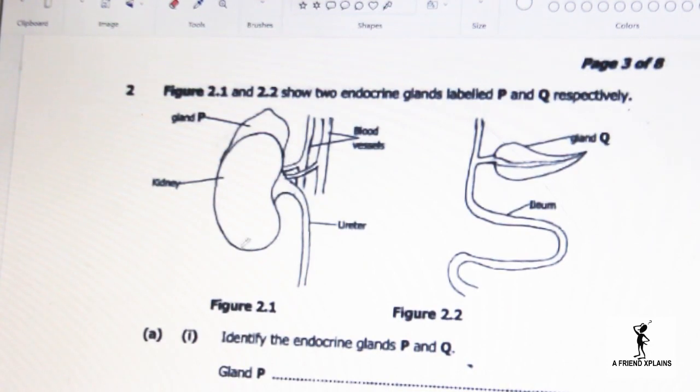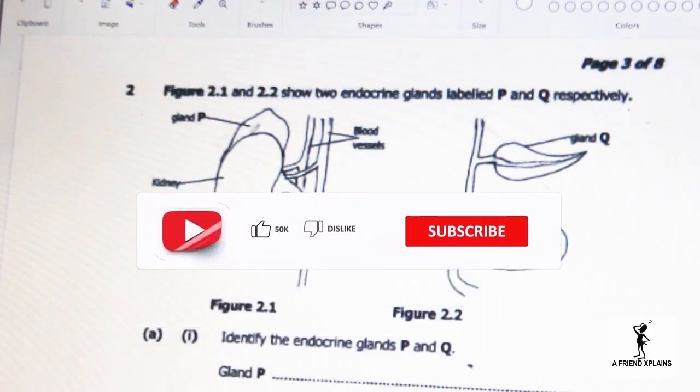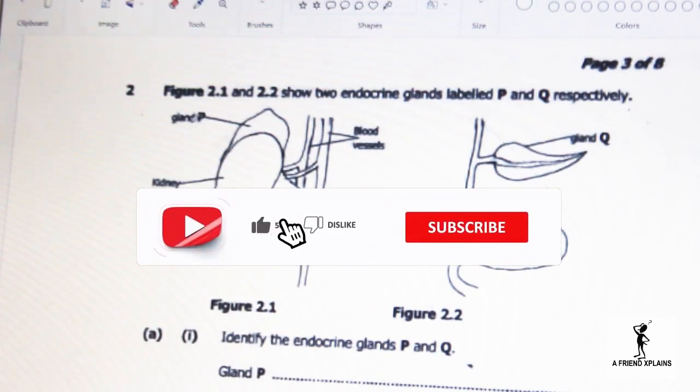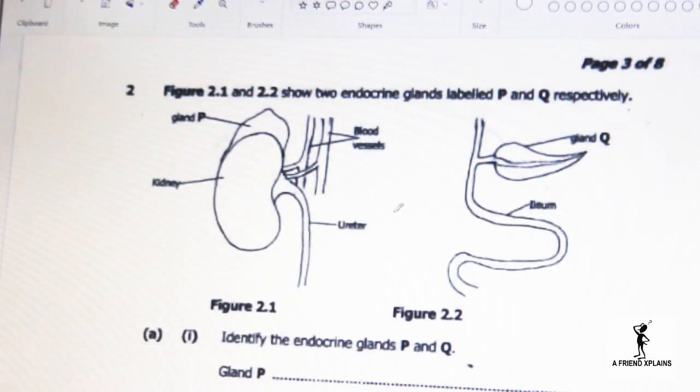Ideally this diagram looks like a kidney, right? You can see the shape here, and I have the gland here. It's already labeled as gland P, so they've told me that this one is a kidney. Then on my right side, in figure 2.2, they have also labeled the ileum, and somewhere here is labeled gland Q.